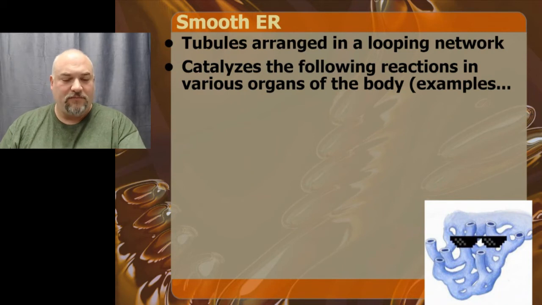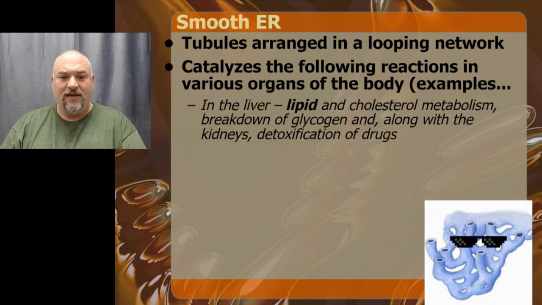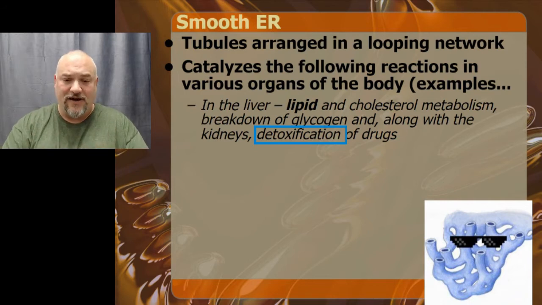So, just for example, in the liver: lipid and cholesterol metabolism, along with the breakdown of glycogen, kidneys, and detoxification of drugs. Detoxification, right there, that is something you should remember for smooth ER. It is involved in detoxification, in the liver and within cells themselves. Oftentimes materials get into the cell that you need to get rid of, and smooth ER helps to do that. I also highlighted lipids because if you're dealing with lipids and lipids only, you're probably dealing with smooth ER. If you're making or breaking down lipids, you're dealing with the smooth ER.